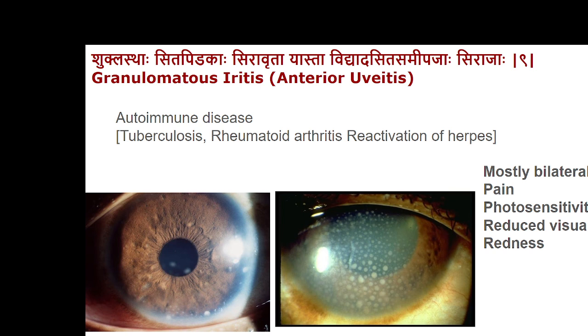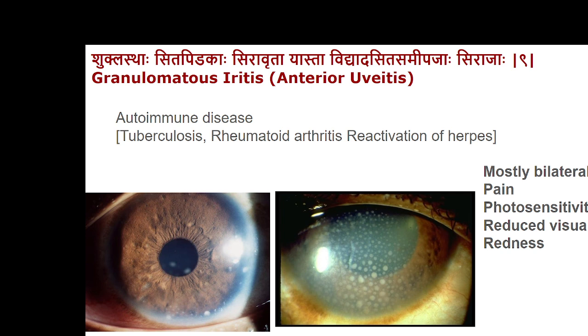Then comes the sirapidaka. Shuklasa sirapidaka sirapaya asita samipaja sirajaha. The sirajala, when it is very close to the asita bhaga, that is the cornea, is an asita pidaka, which can affect the vision as such. It is almost a similar issue. Or it also can occur in granulomatous iritis or inflammatory pathology of the uvea. It is also seen in autoimmune disorders like tuberculosis, rheumatoid arthritis, or herpes reactivation conditions.